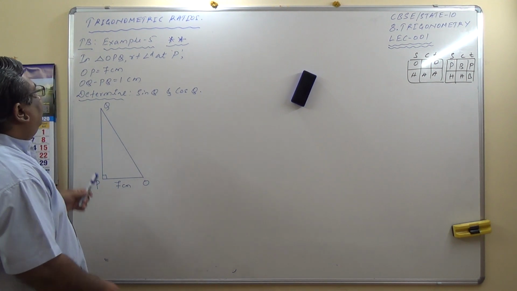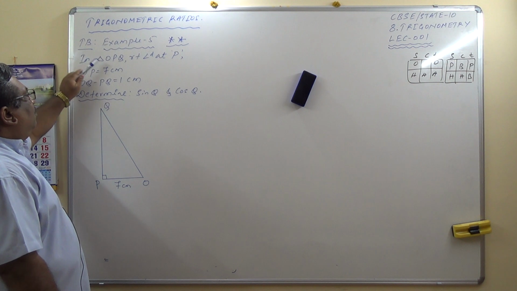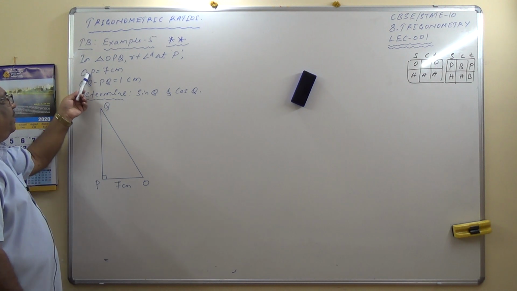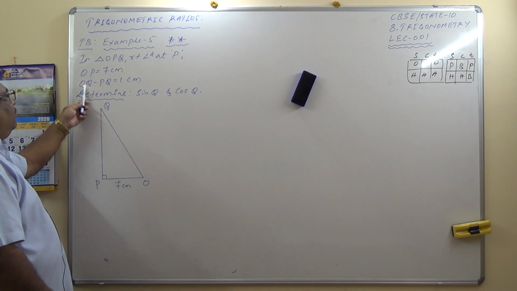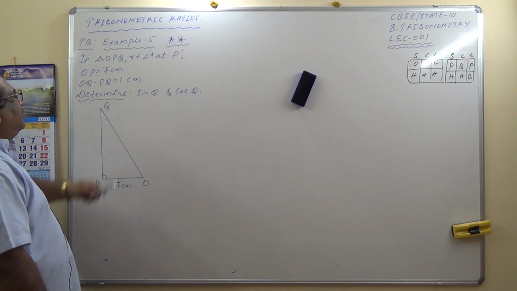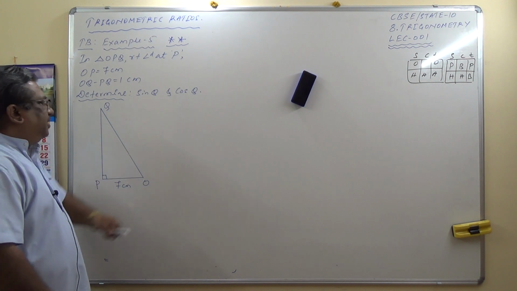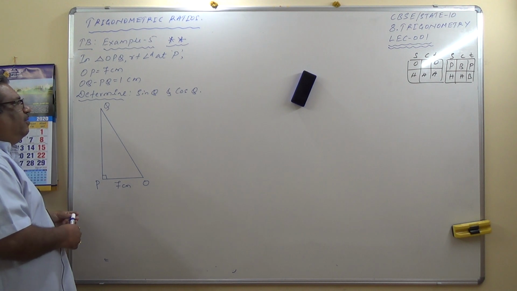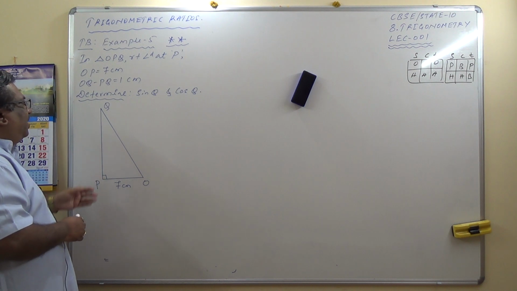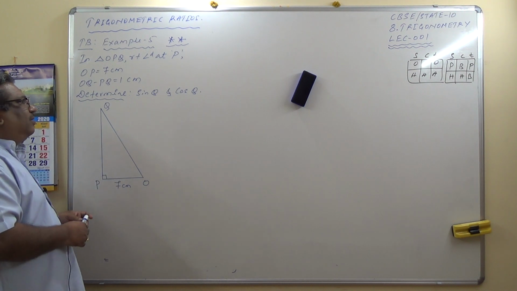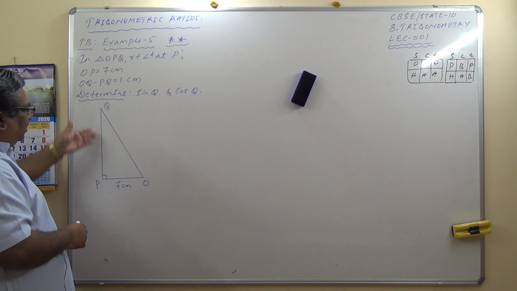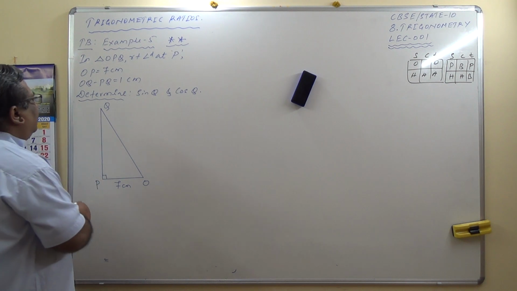One more typical example, example number 5. In triangle OPQ, the diagram is given, right angled at P, OP equals 7 centimeter and OQ minus PQ equals 1 centimeter. Find sin Q and cos Q. In order to find sin Q and cos Q, I should know all the three sides of the triangle OPQ. Only in that case it is possible to find sin Q and cos Q. And therefore, with the given information, let us try to find the three sides of the right triangle. So let us see how to solve this one.